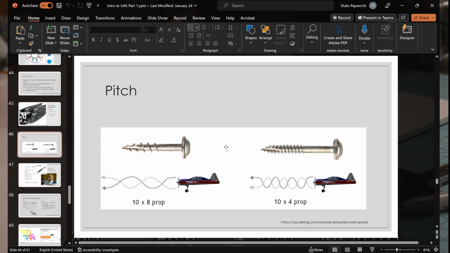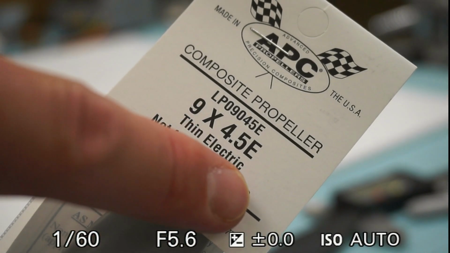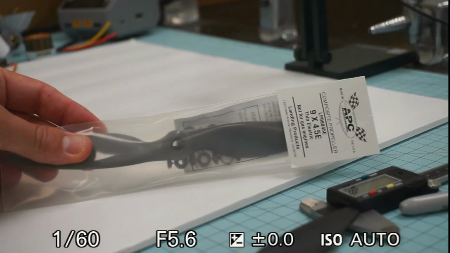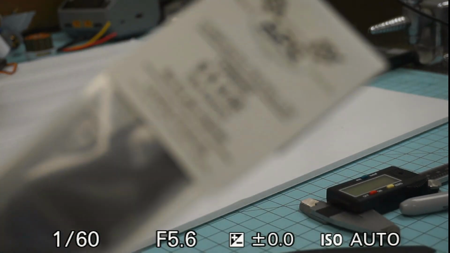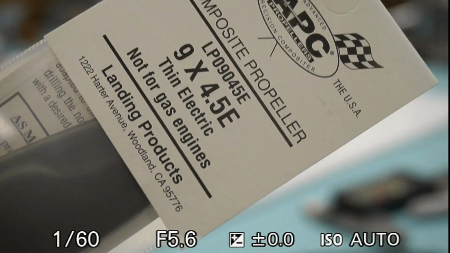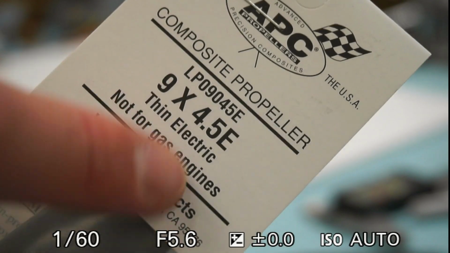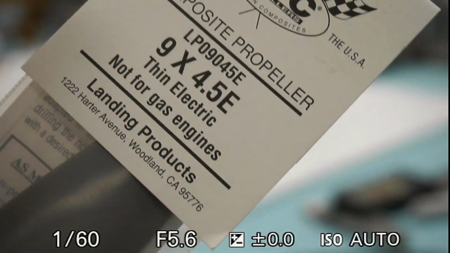Okay, so the second number, again, let's go back to our chart here. And here we go. The second number here, the 4.5, in 9 by 4.5, means this has a 4.5 inch pitch. So for each rotation of this prop, as it spins one time through the air, it would move 4.5 inches through a solid. And that's its pitch. So that's one way to write that kind of nomenclature: 9 by 4.5 with a little x in between. They're both in inches in this case, 9 inches and 4.5 inches, and that's one way to do it.